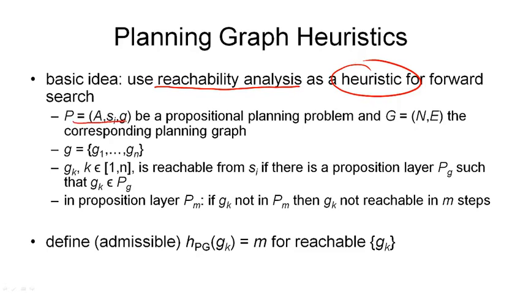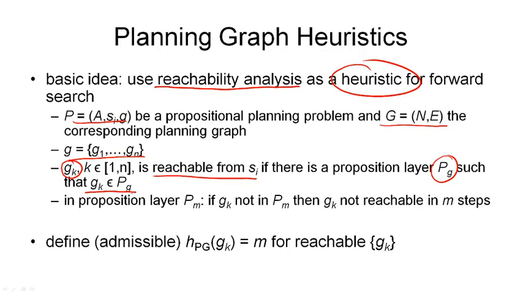We're given a propositional planning problem, and we construct the planning graph consisting of nodes and edges for this problem. Then let us assume that our goal consists of sub-goals g1 through gn here, and then the analysis showed us that for each of these goal components, this goal component is reachable from the initial state if there's a proposition layer Pg such that the goal component that we're looking for is an element of this proposition layer.